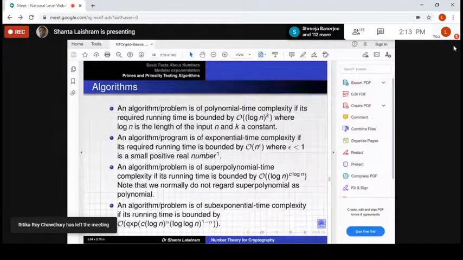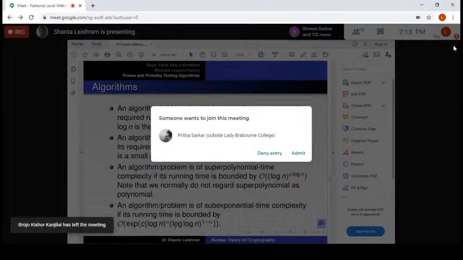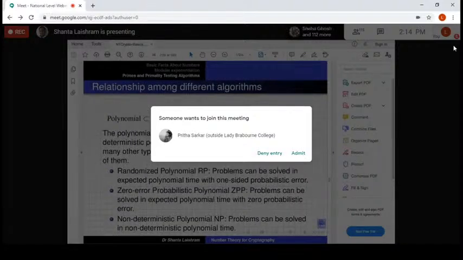So it's of the form exp of c (log n) power alpha (log log n) power 1 over alpha. So basically when alpha is 1, then it is exponential. When alpha is 0, then it is polynomial. So for any alpha in between 0 and 1, it's called sub-exponential. So you can say the relationships: polynomial time algorithms are contained inside super polynomial time, which are contained inside sub-exponential. So these are some things about algorithms which one can know.